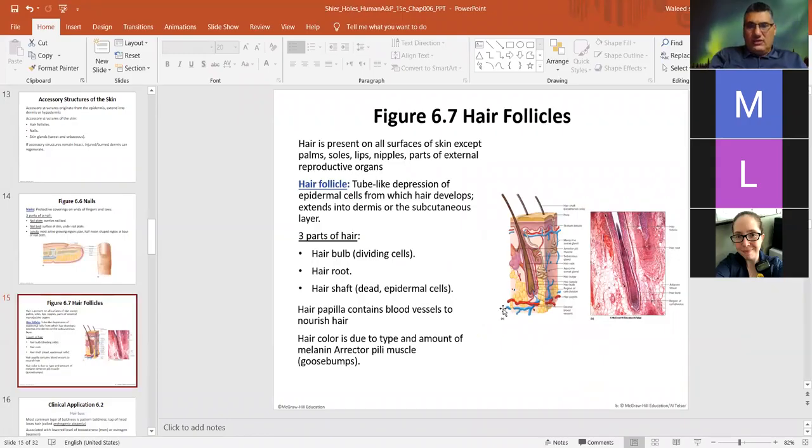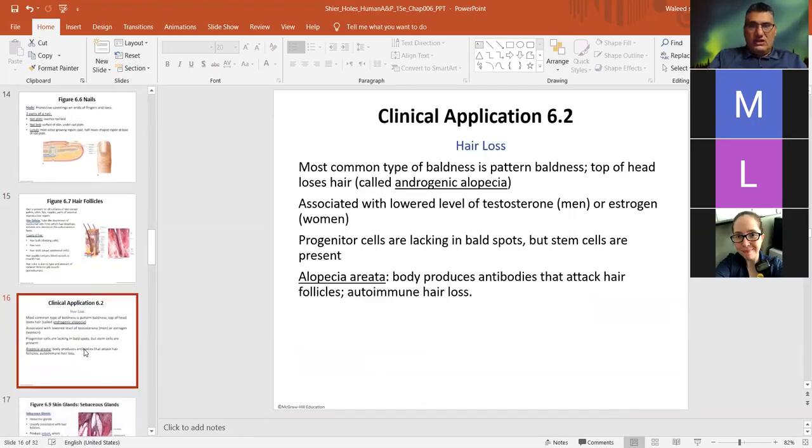The hair follicle is this follicle right here, and the sebaceous gland opens directly into the shaft as the hair is growing. It contains the root and the bulb, and the bulb is the dividing cells, and it contains the shaft. The shaft consists of dead epidermal cells. The hair has the same origin as the epidermal cells, but it's dead, and it contains a lot of keratin as well. This is located in the dermis.